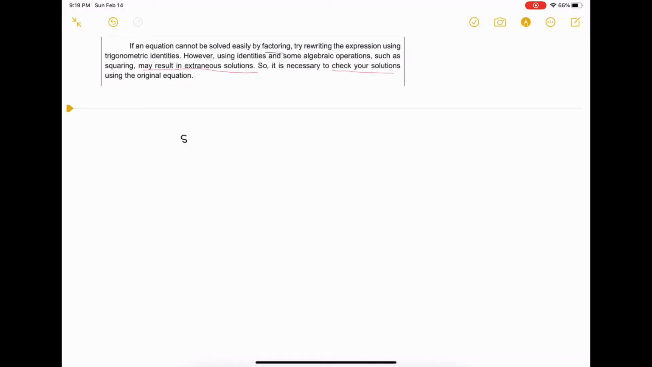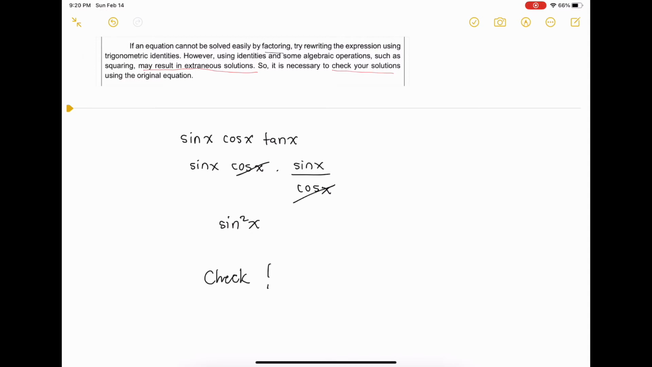Say for example, I have sine x times cosine x times tangent x, which is part of my trigonometric equation, then I will simplify this one. How? By having the identity of tangent x. Then I will cancel out cosine x over cosine x, because that's equal to 1. If you happen to cancel out a trigonometric expression, expect that there is an extraneous solution in your answers.